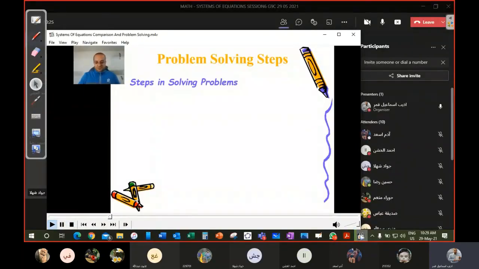Problem solving steps. First step, understand the problem. This is a very important part: to understand the problem by language. We should understand the language of this problem, and we should understand the given exactly. If we didn't understand the given exactly, then this may be a big problem. If I didn't understand what is required of me, if I can't read the language, translate it, interpret it and understand it, I won't know how to solve the problem. This is the first step.